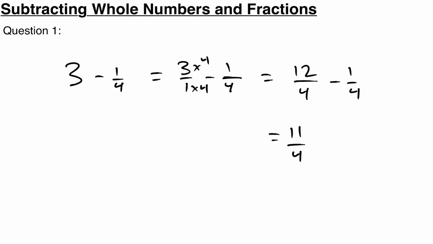And if we're asked to convert this to a mixed number, how many times does 4 go into 11? 2 times. So our whole number will be 2, and then 11 minus 8 is 3. So our numerator is 3, and our denominator stays 4. So our final answer is going to be 2 3/4.